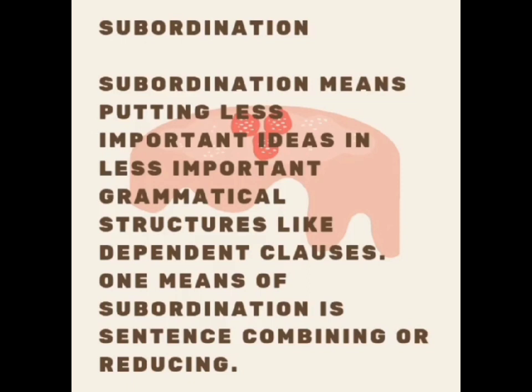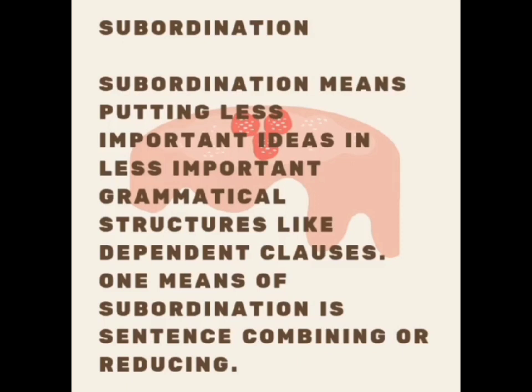Sentence combining and reducing are two methods of subordination used to express relationships between ideas and give emphasis to more important information. They involve the restructuring and merging of multiple sentences into a single sentence or a more complex sentence structure. Sentence combining involves taking two or more related sentences and combining them into a single sentence. This is often done by coordinating conjunctions such as and, but, or, etc.